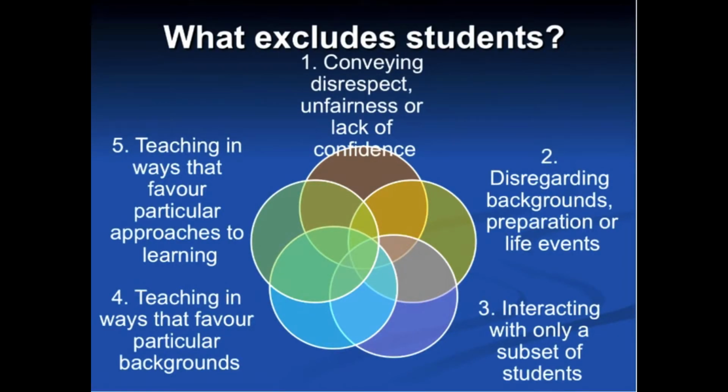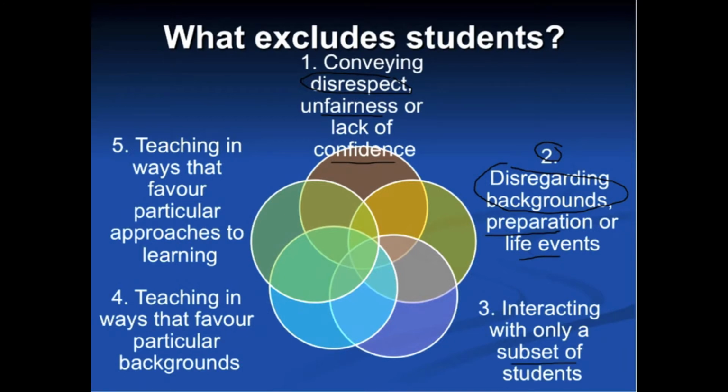So to be able to include students within your health and phys ed class, you need to know what excludes them. Some of the things that exclude students are conveying disrespect, being unfair, or lacking confidence in them. Number 2, disregarding their background. Just like we looked at with lesson planning, we need to identify and know your students' backgrounds. Are they going through any life events? Are they prepared adequately for the class that you're delivering?